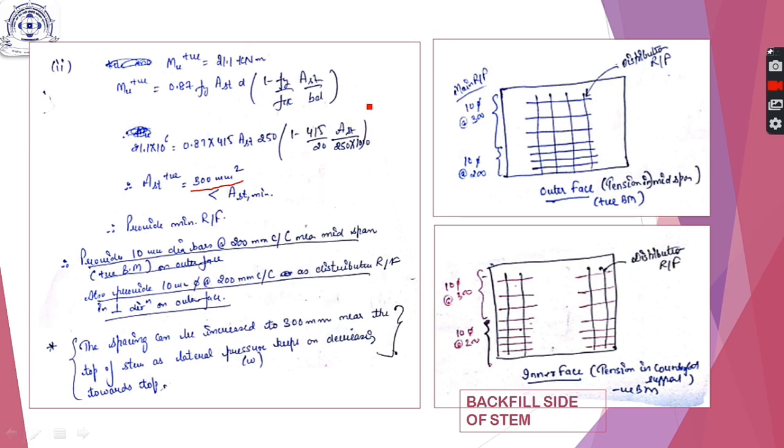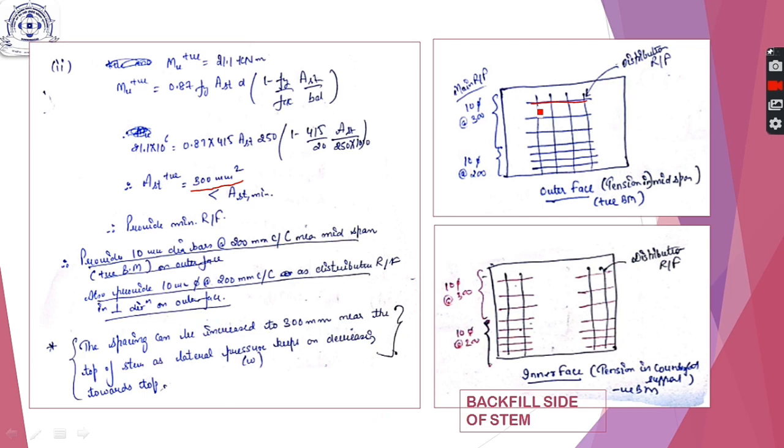On outer face we have tension due to the positive bending moment acting at the midspan, so we get the main reinforcement as this, and the distribution steel is vertical. In the inner face we have the tension on the inner face near the counterfort, so we provide the main reinforcement horizontal like this and the vertical distribution reinforcement like this.